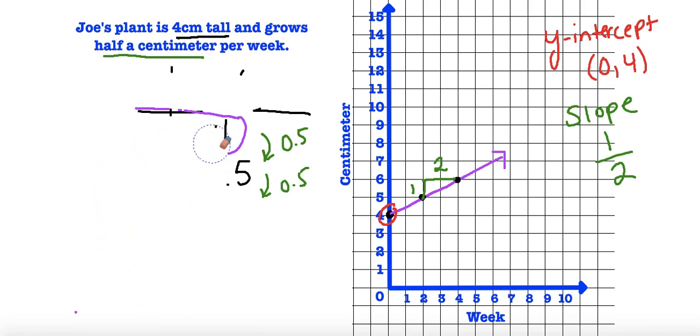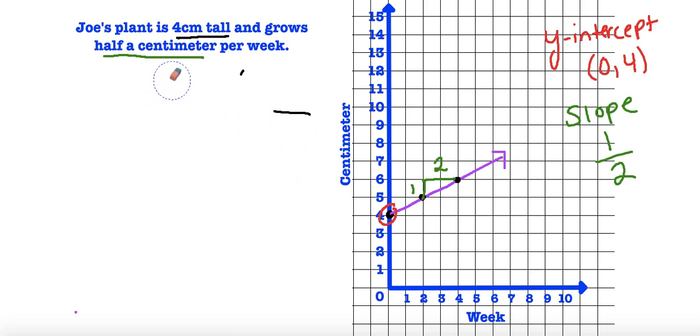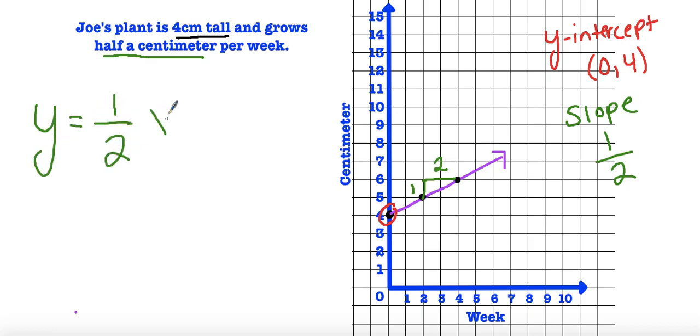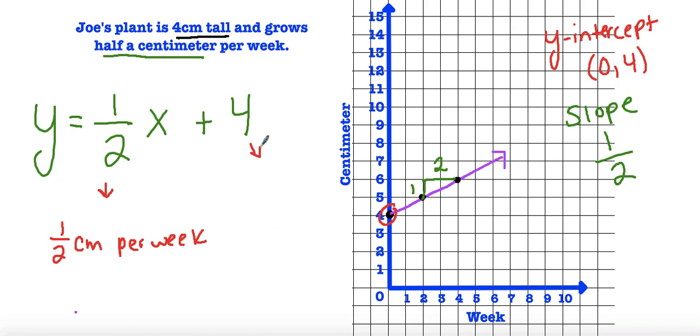So to write this in slope-intercept form, we would write y equals 1 over 2 x plus 4. The 1 over 2 represents half a centimeter per week, and the 4 represents the initial value, which is how tall the plant already is.